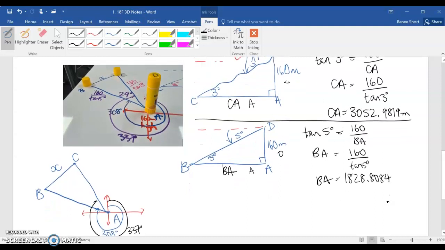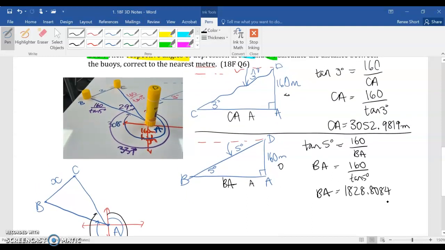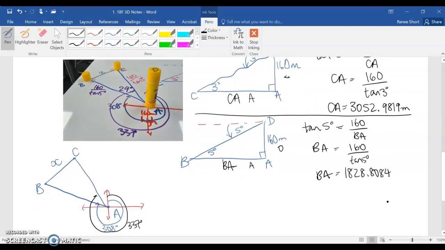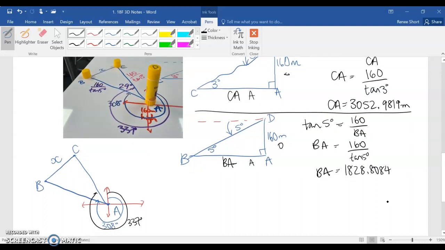So what I now know is I now know those distances from each buoy to the base of the cliff. So if I look at the photograph, I can see I've put those fractions there in the purple and the pink. And if we look at the diagram that I drew for us, what we could then label as well is we could label this one here as being 1828.8084. And A to C up here as 3052.9819.